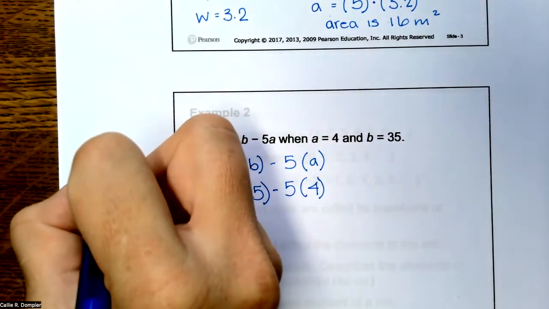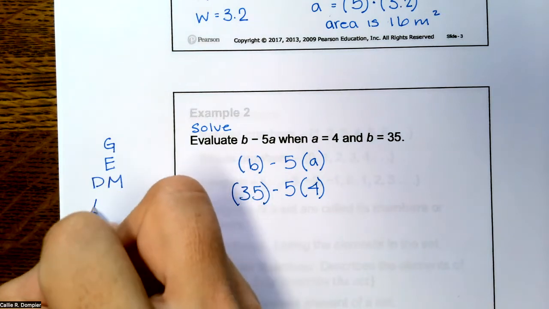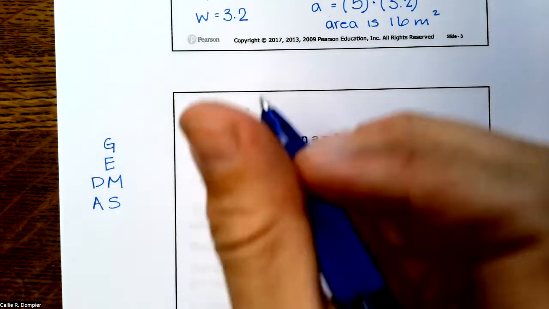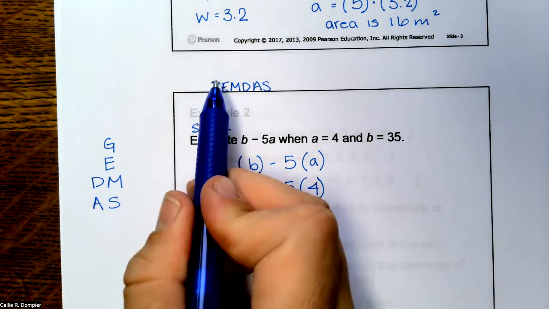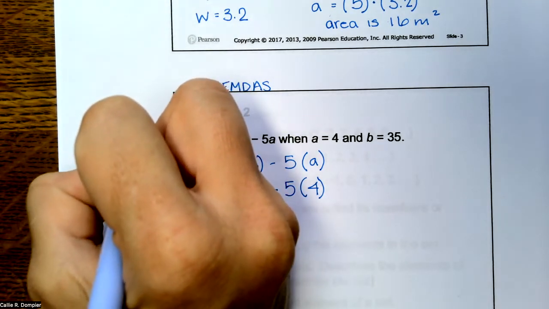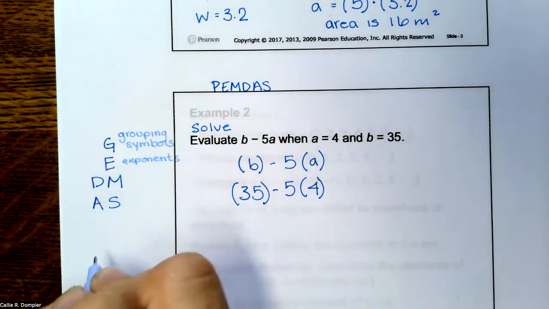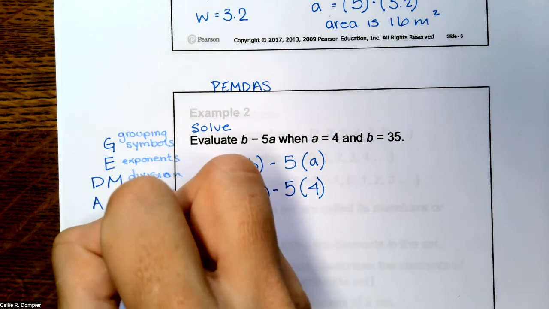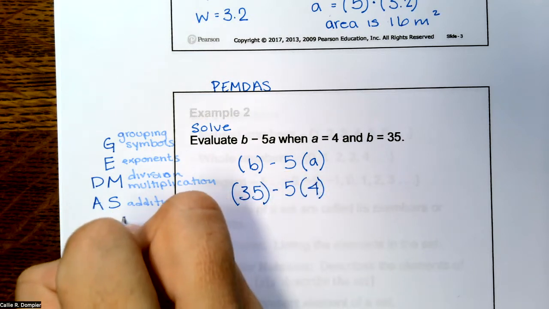If we are following the order of operations, I call it grouping symbols, exponents, division, multiplication, addition, subtraction. You might have also seen it as PEMDAS. What it means is grouping symbols or parentheses first, and then exponents, and then division and multiplication, and then addition and subtraction.